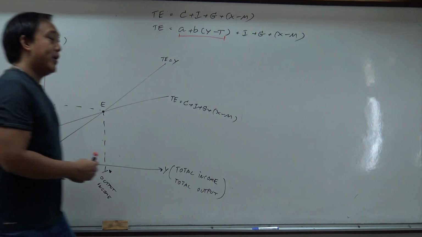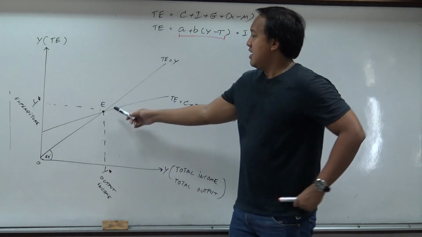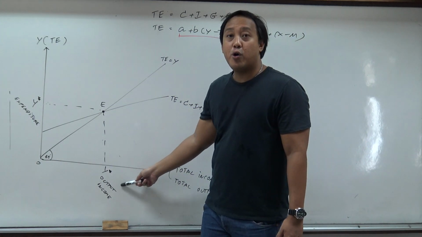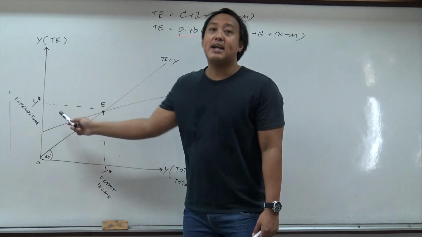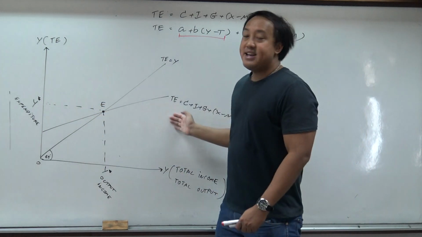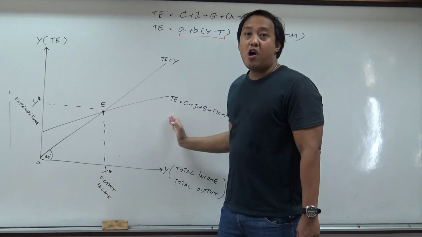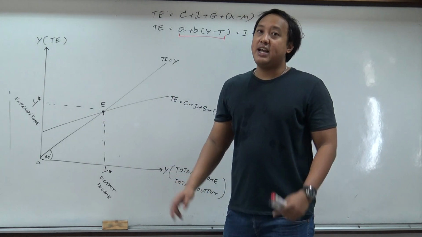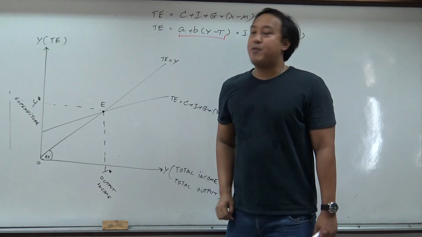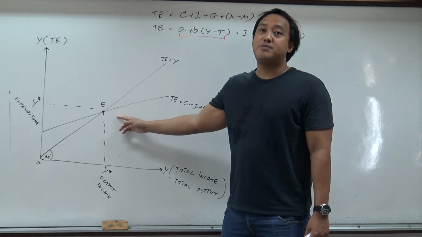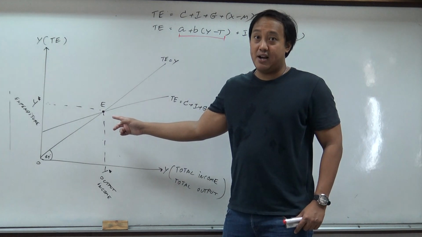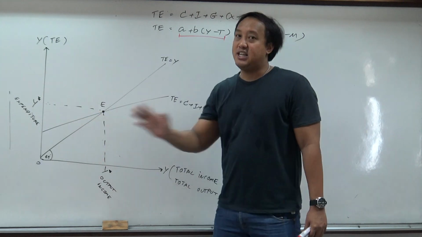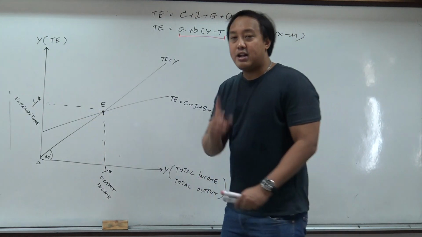So we call this point the equilibrium point, because it's the point where total income and total output equal total expenditure. Other than this, the right and the left are not equilibrium points. The only equilibrium point is where total expenditure intersects with the 45-degree curve. Only this one. On the right of this point and on the left of this point is not an equilibrium point. So let me show you.